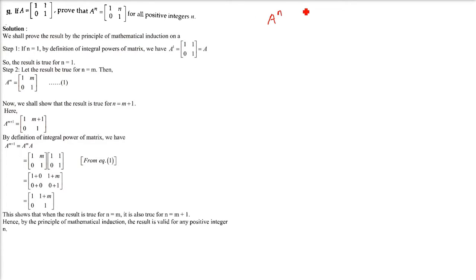See, this A raised to n is equal to this matrix 1 n 0 1 for all positive integers n. So the first step should be: if it is true for n equal to 1, then we proceed. So what is A to the power 1? In place of n I am putting 1: 1 1 0 1. This is already given. A is 1 1 0 1, and when we place n as 1, we actually get what is being given.